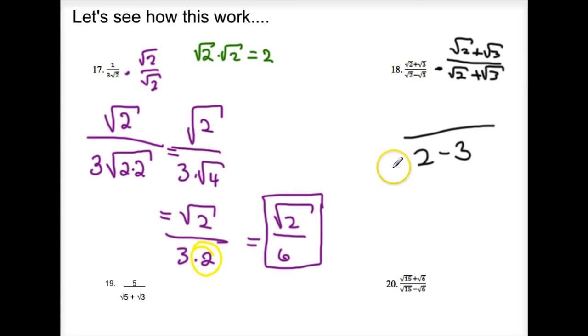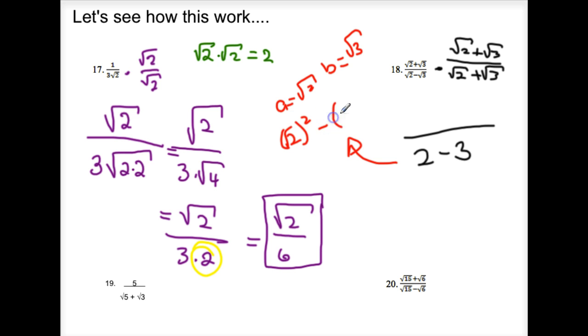On a side note, how did I get this? My a is equal to the square root of 2. My b is equal to the square root of 3. And I know the difference of squares says it's going to be a squared, which is the square root of 2 squared, minus the square root of 3 squared. The radical sign and the square cancel off, and I end up with this.